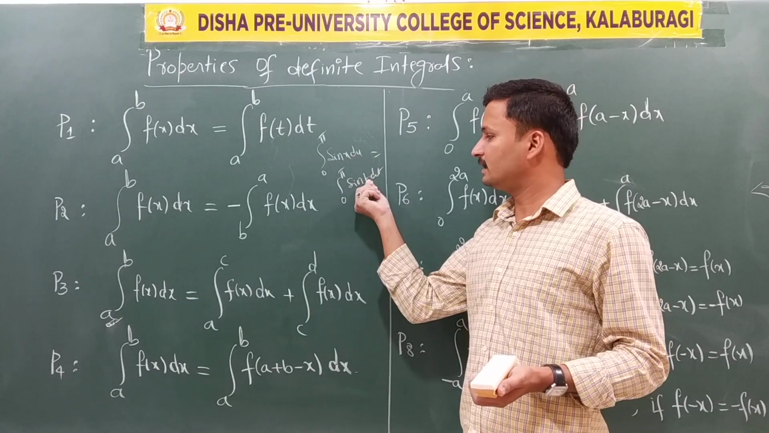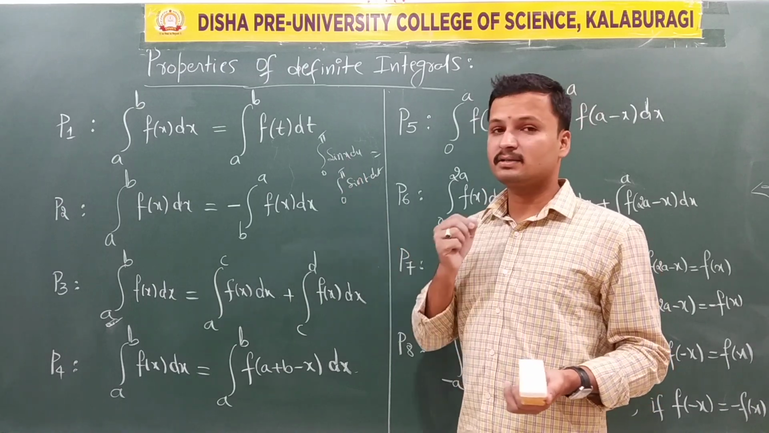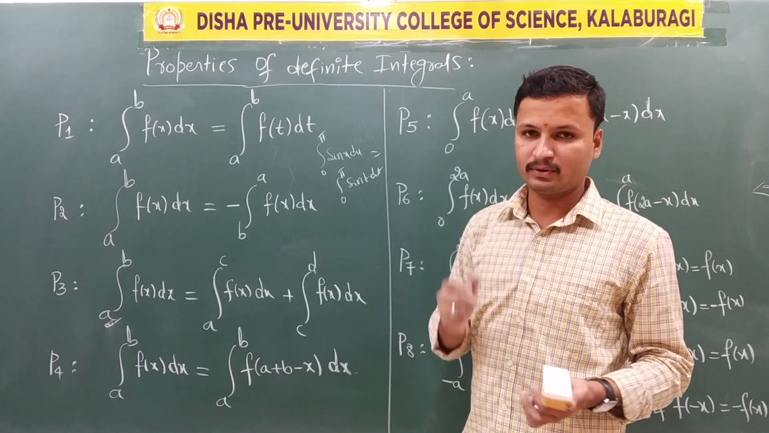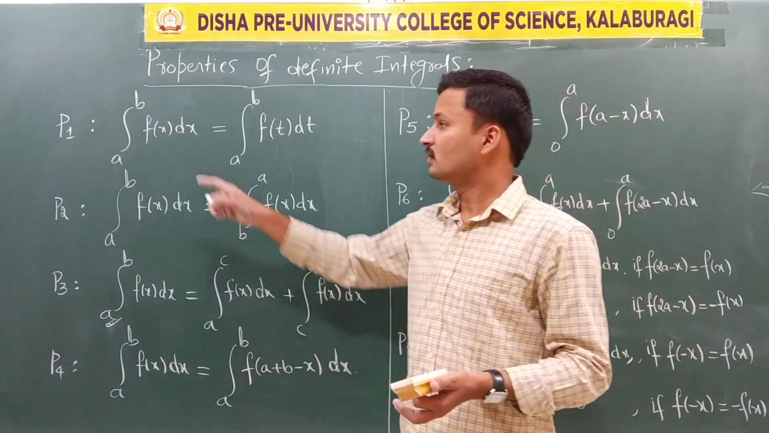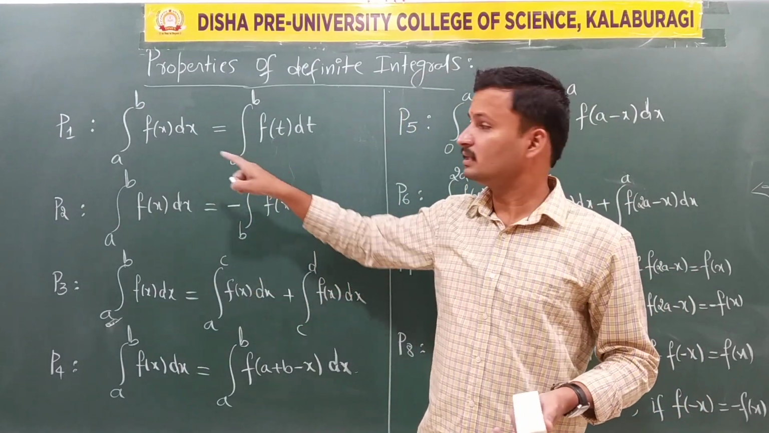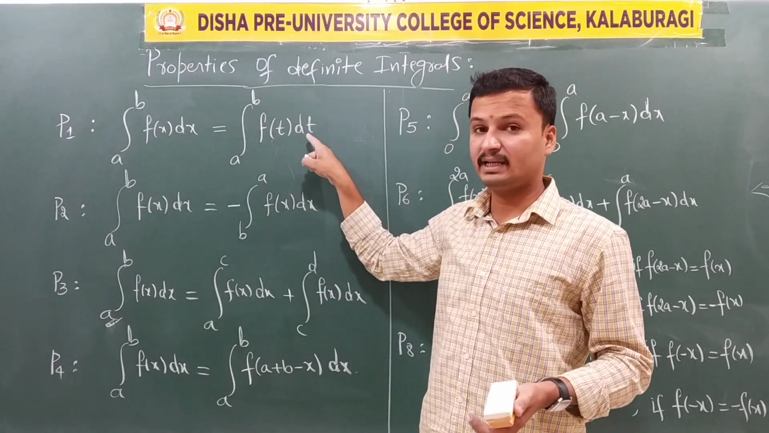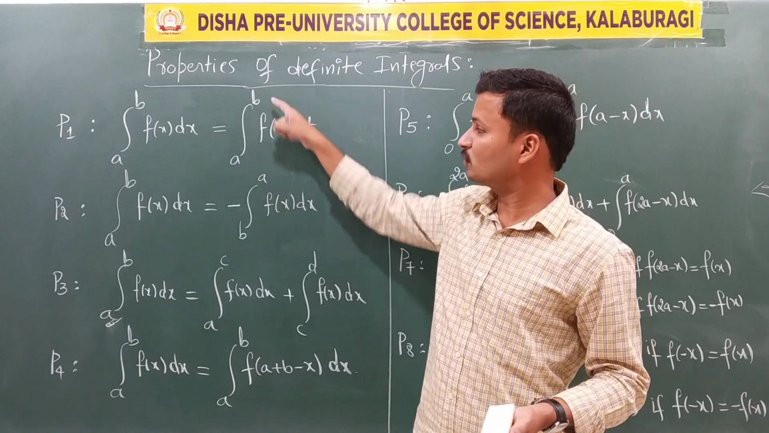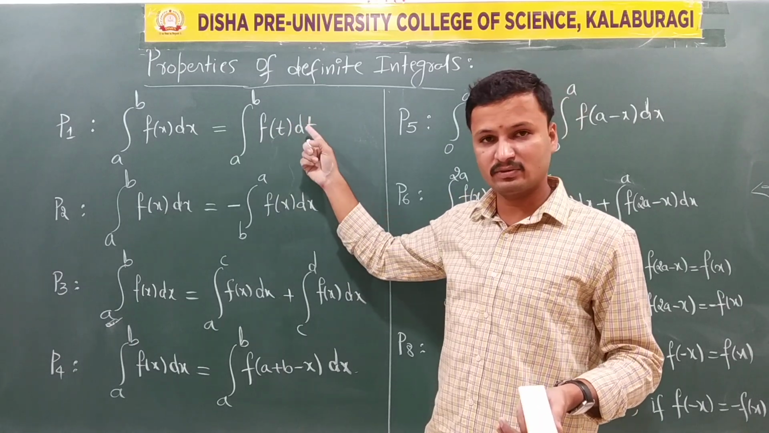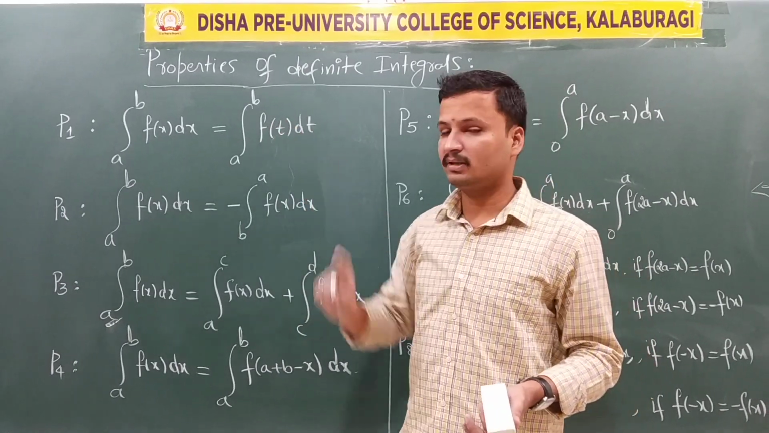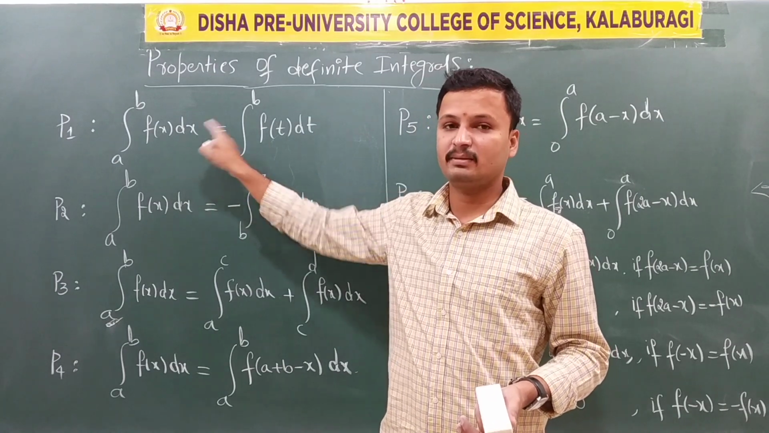Understood? In place of x, t is coming; I have taken some other variable. Even so, the value of the integral does not change, that means it is unaltered. So property number 1 says that the value of the integral does not change when the variable changes. Integration of a to b f of x dx is the same as integration of a to b f of t dt, which is the same as f of z dz and so on.